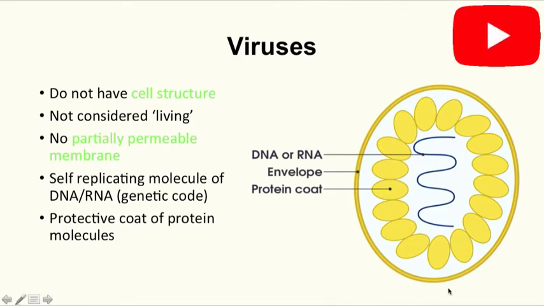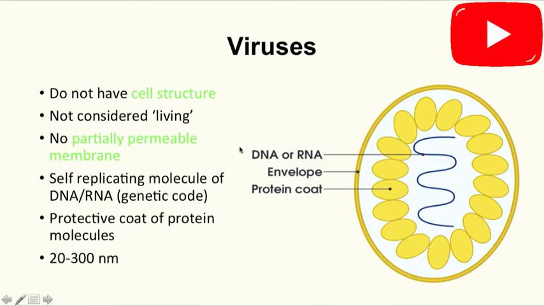Now, here is just a simple diagram of one of the simplest viruses. Viruses work by taking in a host cell and then taking over its ribosomes to create more of themselves. Therefore, they can't really replicate unless they're inside a host cell, which is one of the reasons why they're not considered living. So, yeah, just a very simple structure of a simple virus.